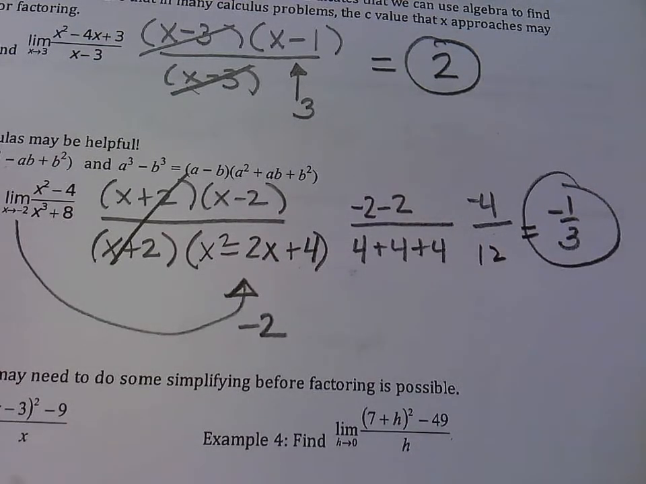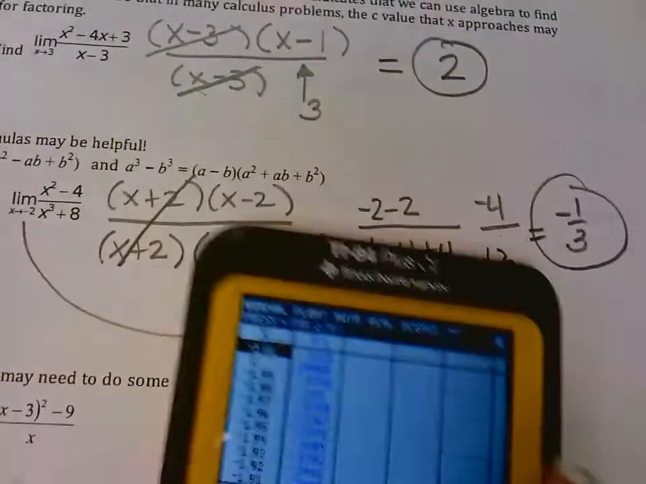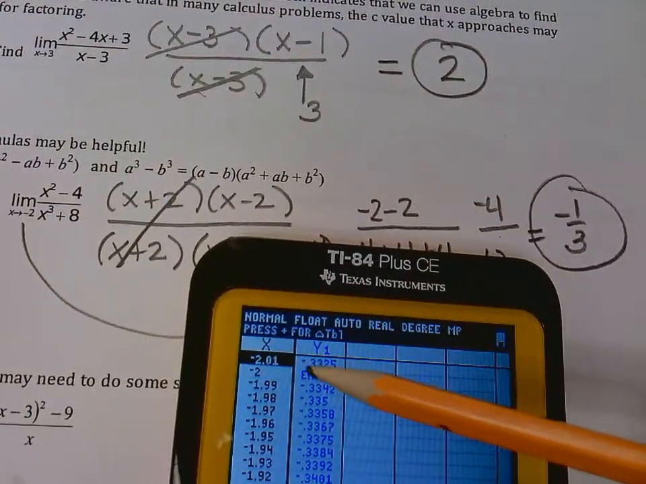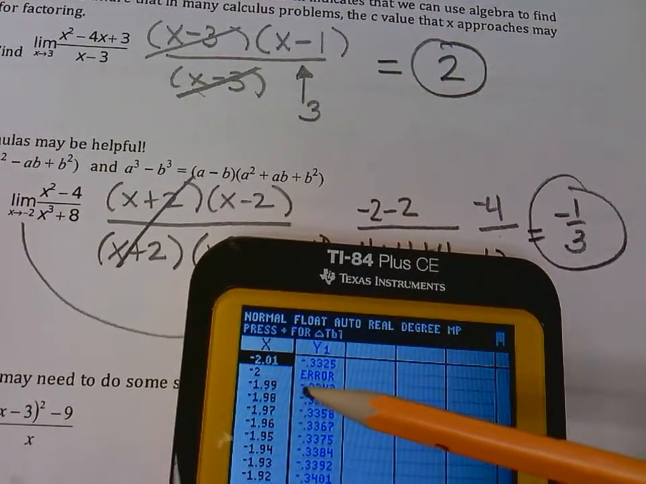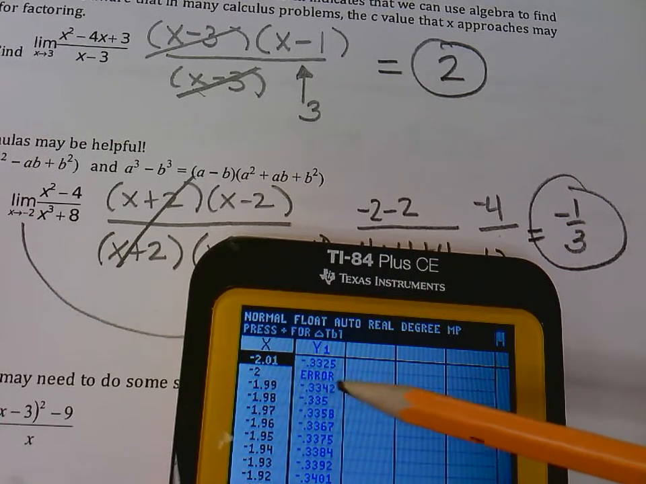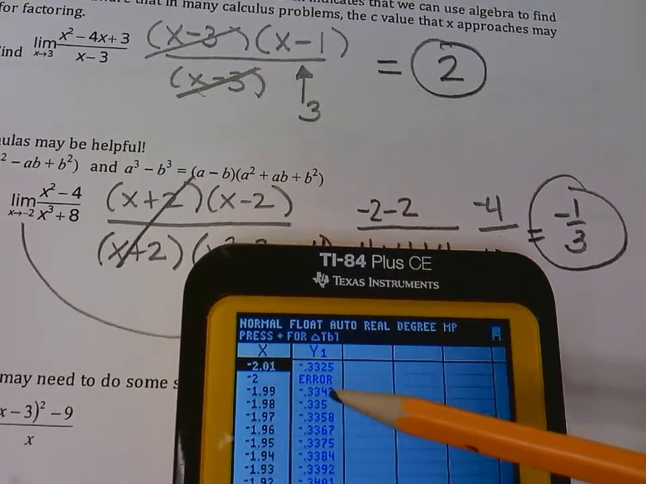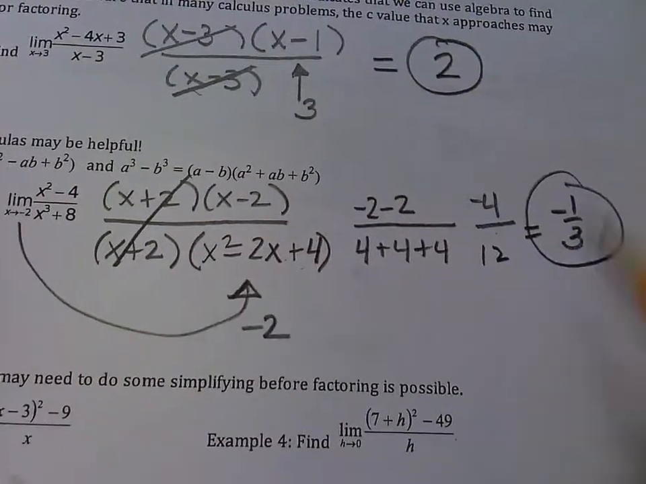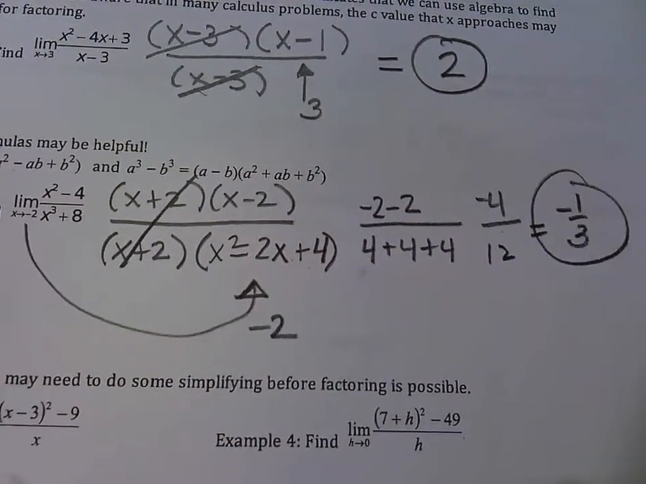And if I was going to do the same thing and check it on my calculator, because that's a strategy, x cubed plus 8. When I go to my table, what am I approaching? -2. So I get -0.3325, -0.3342. So -0.3333 is right in there where it says error. So using a table of values would get that same answer.